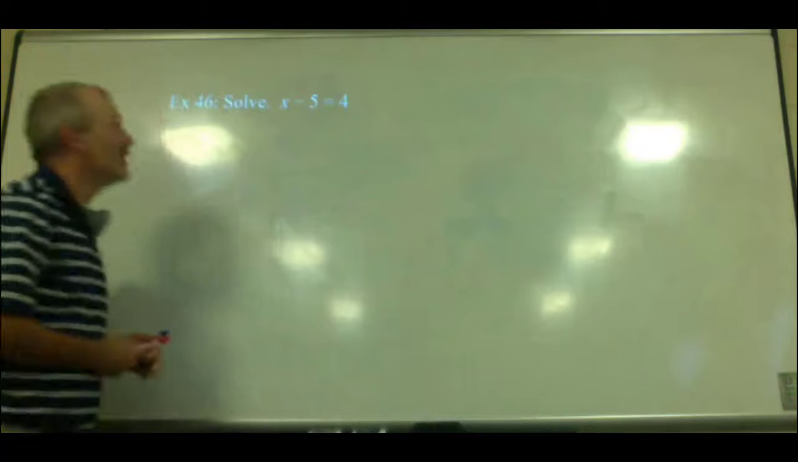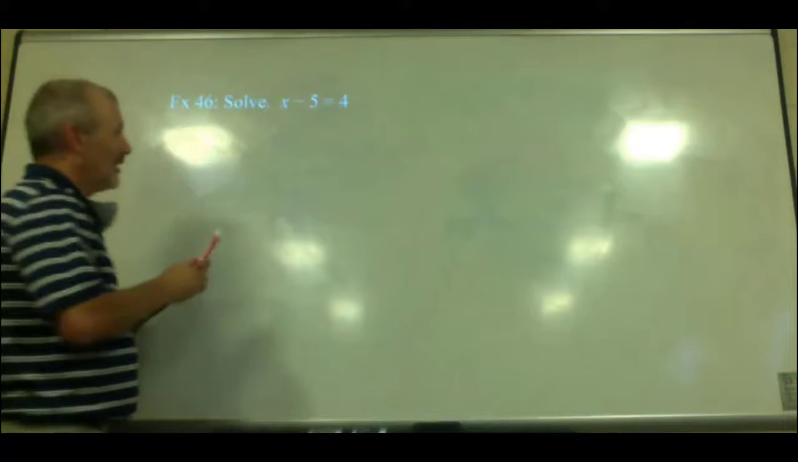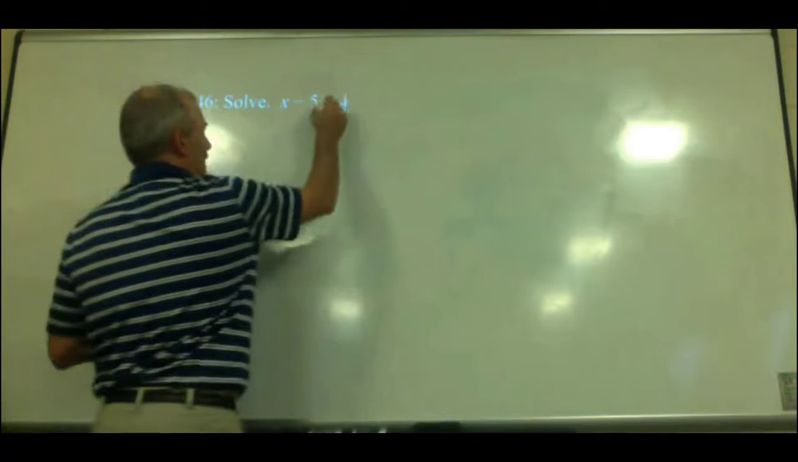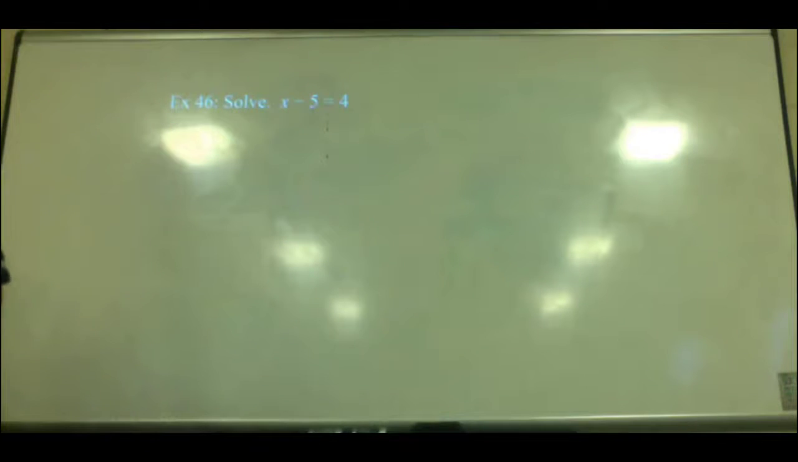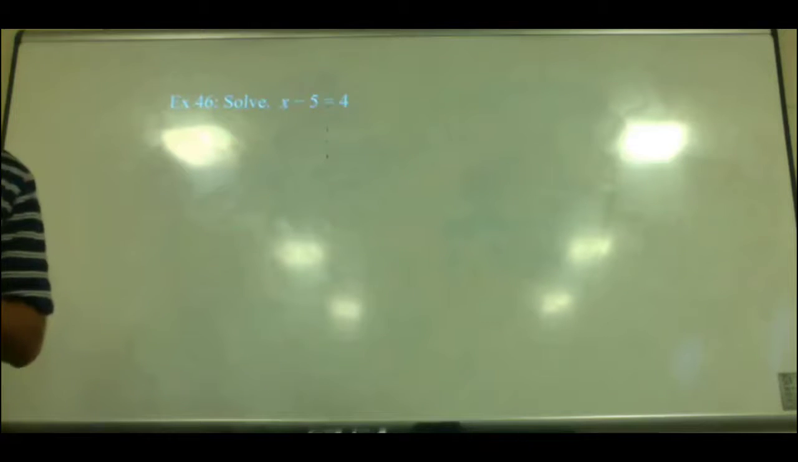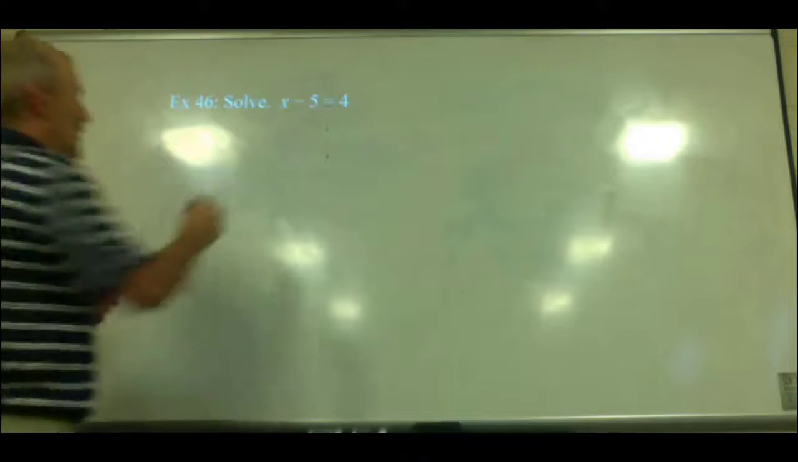All right, so moving on to the next one. Again, our equal sign is our boundary. What's by the x that we need to get rid of? The -5, right? So now this time, how do we get rid of -5? We add 5. Does that make sense? Because it's like a -5, right? So we're going to add 5.